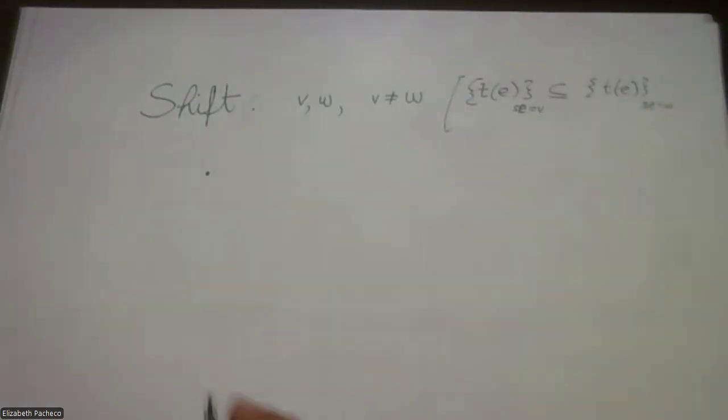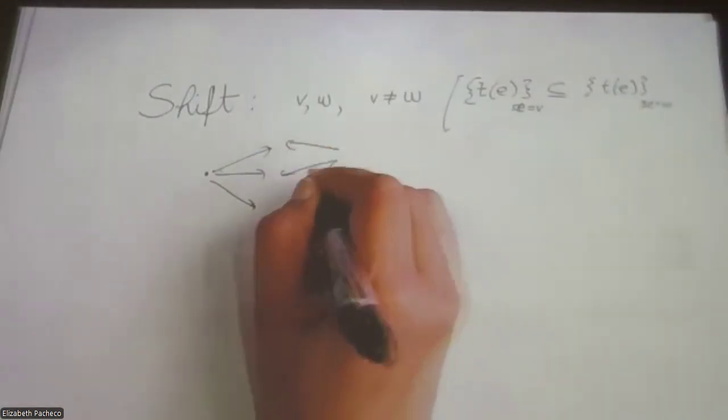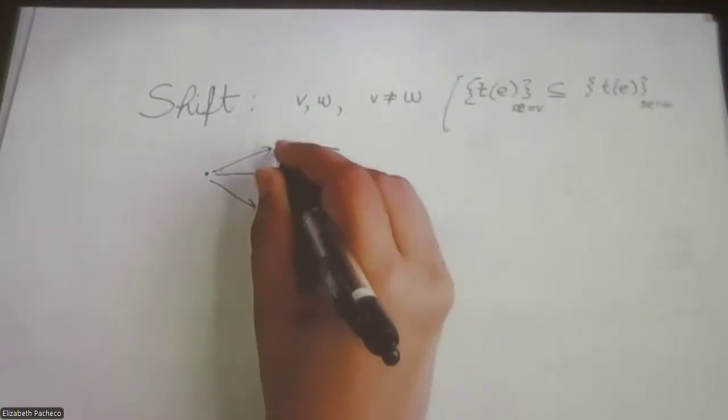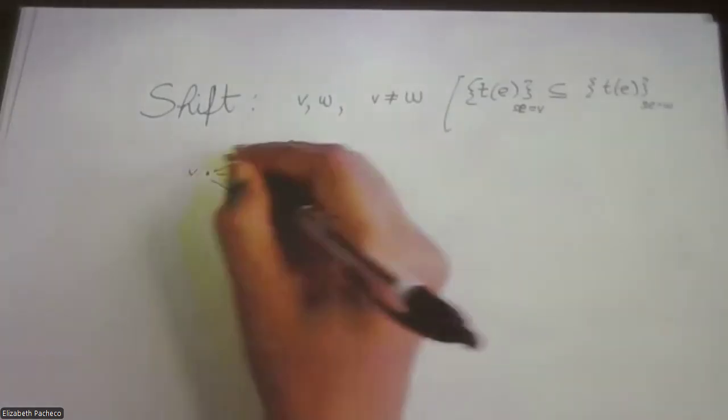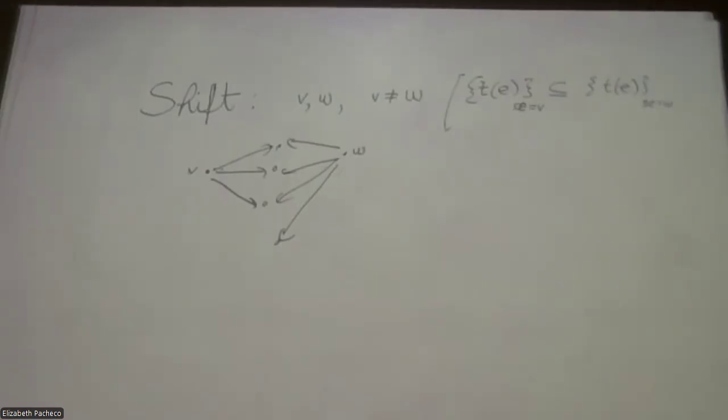Okay, so by that I mean pictorially: V, W. You look at these 2 vertices, you look at all the arrows coming out of them. The targets of one has to be a subset of the other. It can be exactly equal, but you can't have one having a little piece outside here and the other having a little piece outside here. That would not lead to a valid shift move.